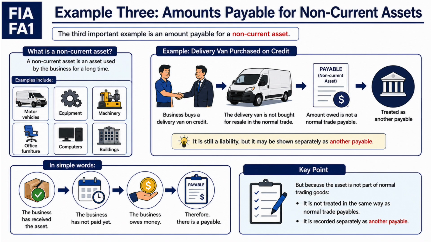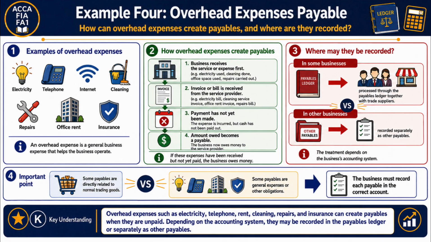In simple words, the business has received the asset. The business has not paid yet. The business owes money. Therefore, there is a payable. But because the asset is not part of normal trading goods, it is not treated in the same way as normal trade payables. Now, example 4, overhead expenses payable.